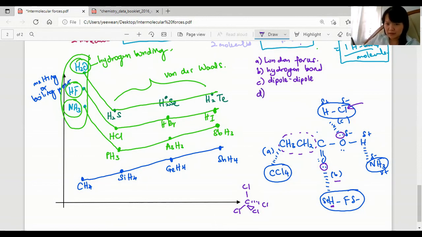Okay, and D, this one. There's an H that's covalently bonded with N, O, or F, it's O here, and it's bonded to the lone pair that is from this N here, that's from ammonia. So the last one is a hydrogen bond. So this is how we determine what intermolecular forces are holding them together.